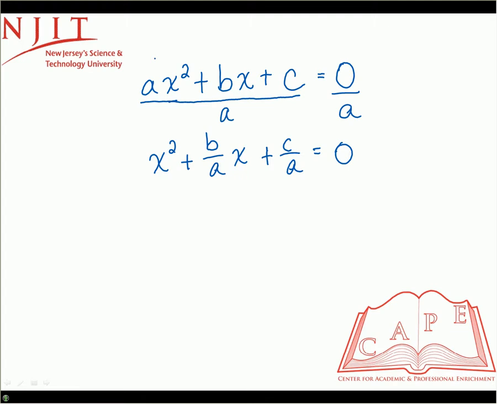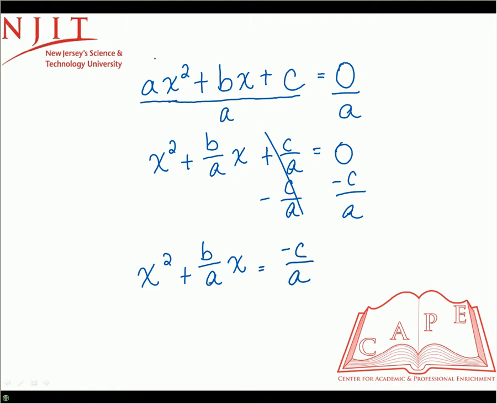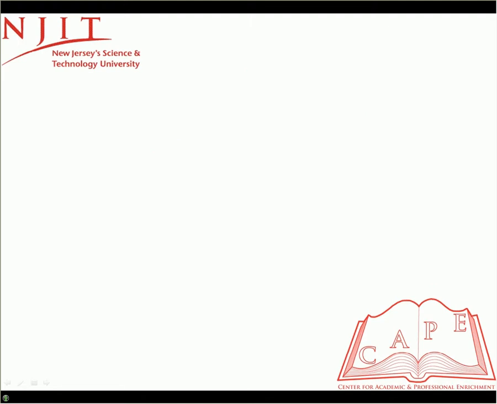Next, we're going to take our constant term, which is c over a, and move it to the other side of the equal sign. So we subtract c over a on both sides. This leaves us with x squared plus b over a x equal to negative c over a. Correct? When I complete the square, I like to rewrite the equation at this point with the proper gaps for the numbers that we're going to put in. So let me just rewrite this here.